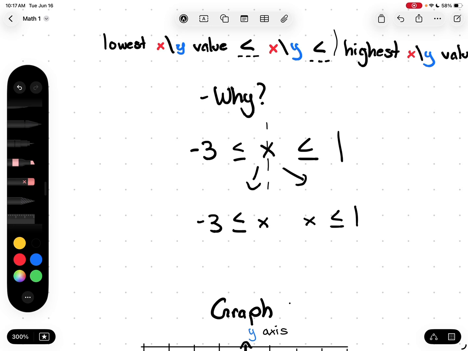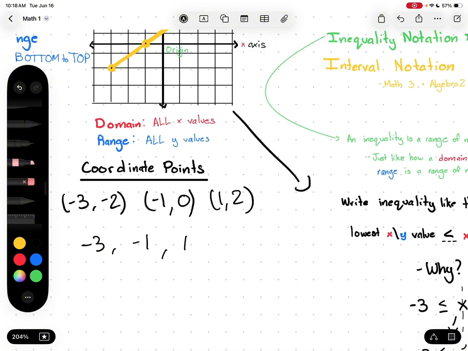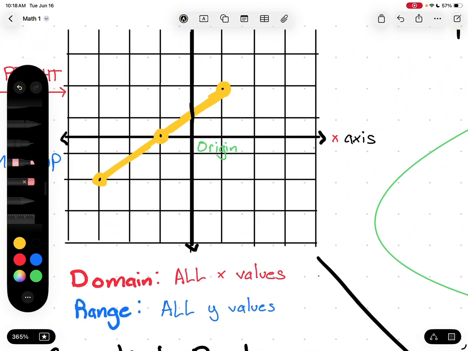That's what this is saying. So let's go ahead and do an example. What's a number that is bigger than negative 3, but less than 1? 0. Is 0 on our graph? Yeah, it is. 0 is right over here.